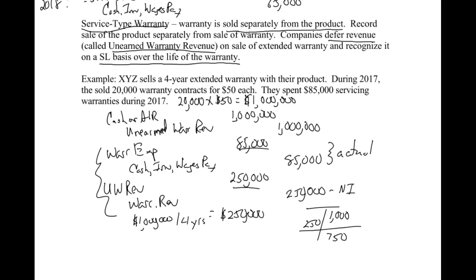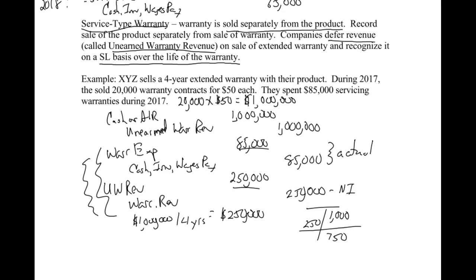Okay, and so over the next years in this, so this is all 2017. In 2018, we're going to make these exact same entries. We're going to expense what we actually did, and then we're going to compare it to the 250,000 revenue. So each year, we'll be able to see whether the warranties worked at a profit or a loss for us during that year, and then we can look in total after the 4 years are up.